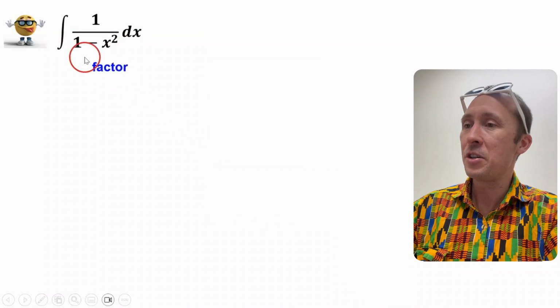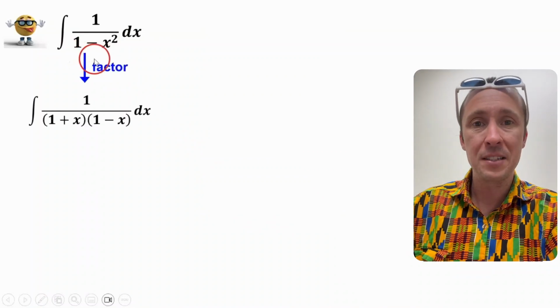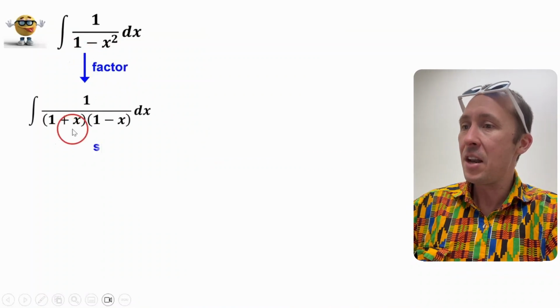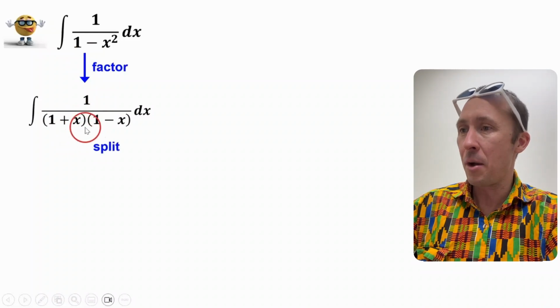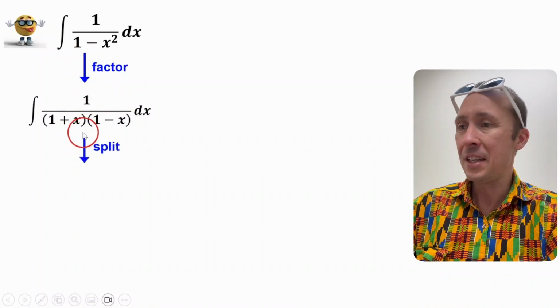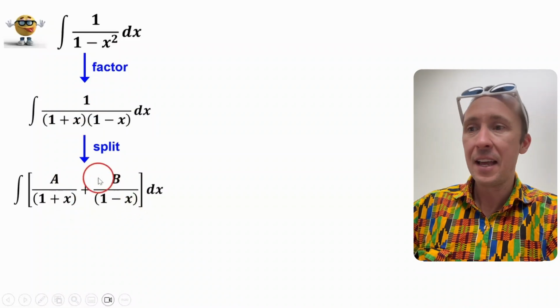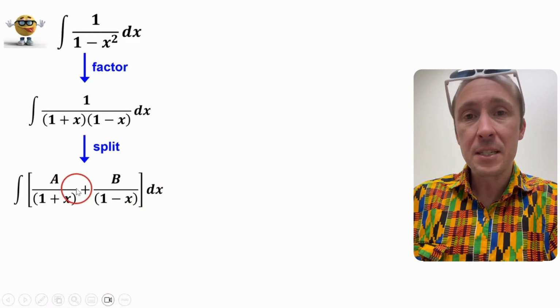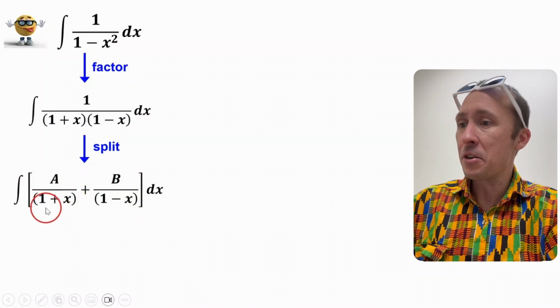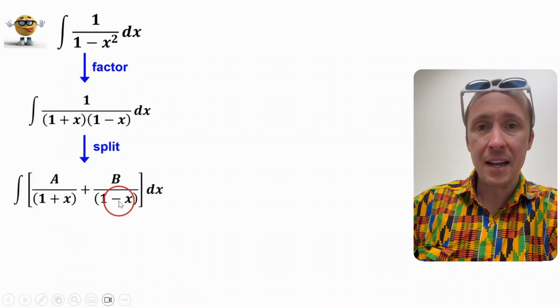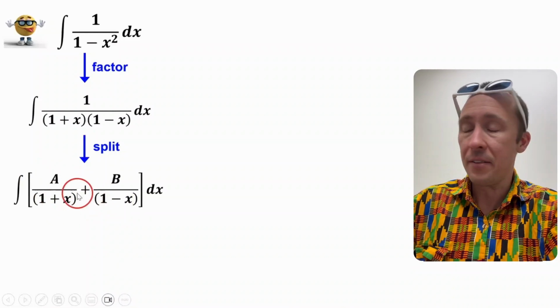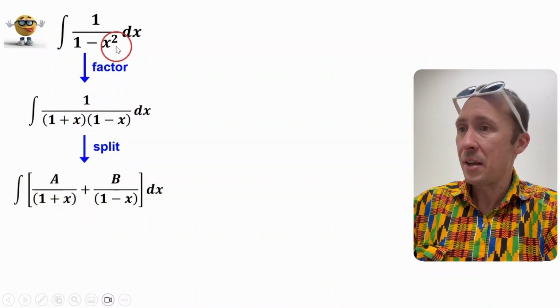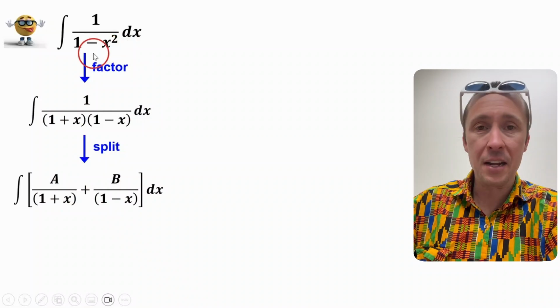So the first thing we're going to do is factor the denominator because it's a difference of squares. And then we're going to split this denominator, or this whole fraction, into two terms like this. Now we need to know what the a and the b are. The reason we split this is because we can integrate 1 plus x or 1 minus x. It's just a ln function. So we can do that where we don't have to worry about the x squared right here.